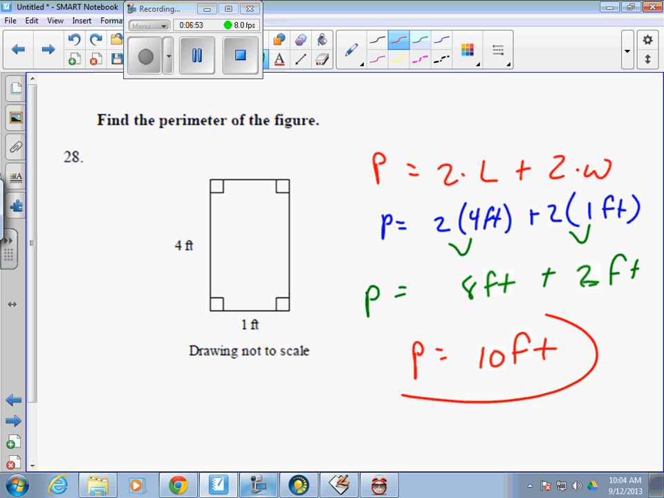If you can't remember what perimeter is, think about securing the perimeter. It's the distance around something. Think about a fence around something.